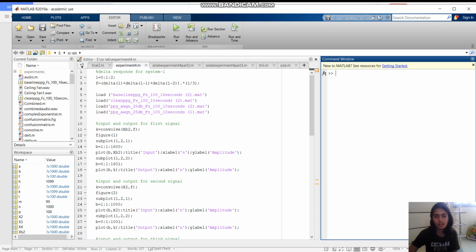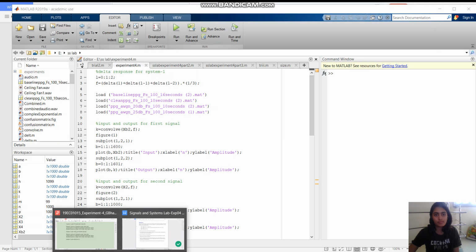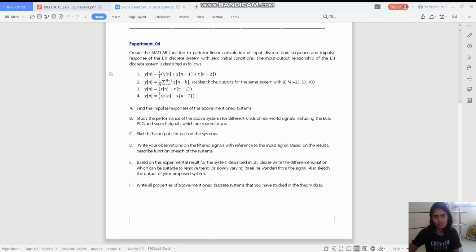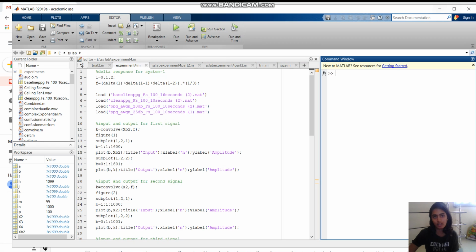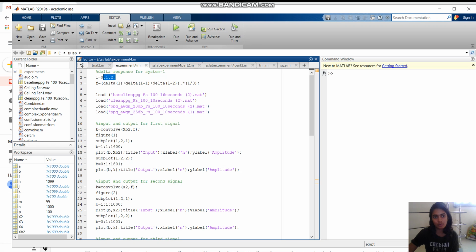So let's get started. The first system is 1/3 of x[n] plus x[n-1] plus x[n-2]. As we can see, if the input is delta, then it is non-zero only in the interval 0 to 2. So I have taken an interval 0 to 2, and then I have defined the impulse response in this way. If the input is delta, then we get the impulse response of the system.